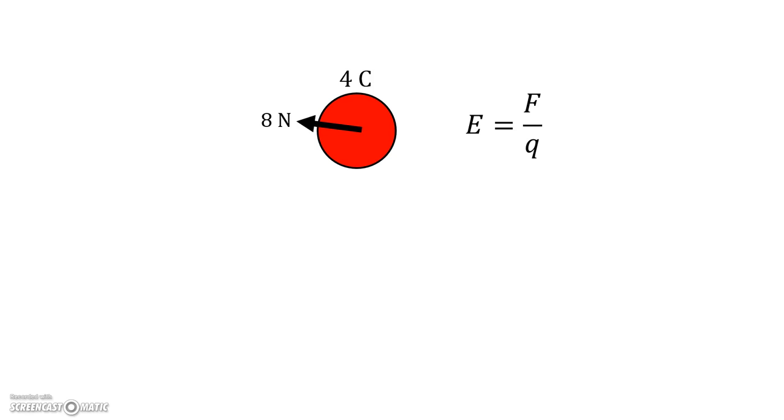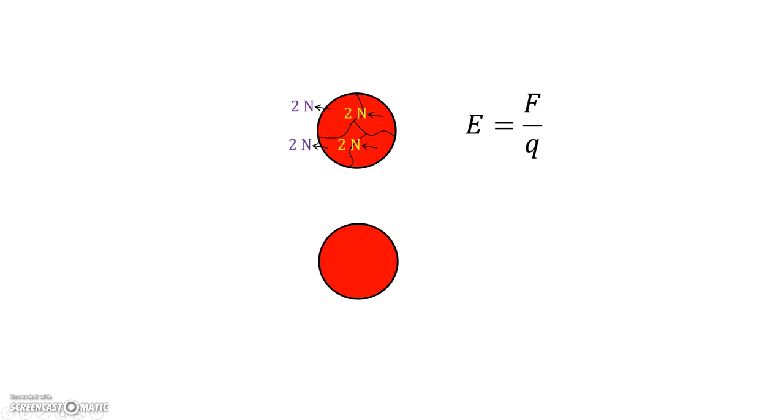So let's try to understand this a little better. If you zoom in on the picture, here's the 4 coulomb charge, which feels 8 newtons of force. I could take the 4 coulomb charge and break it into chunks, and each chunk is 1 coulomb big. I could also take this 8 newton force and break it into chunks, and say that every 1 coulomb is pulled with 2 newtons. That's the same as what we said before, because the 2 newtons add up to make our original value of 8.